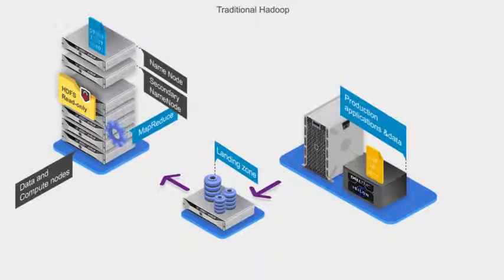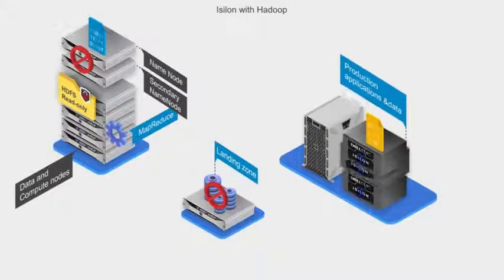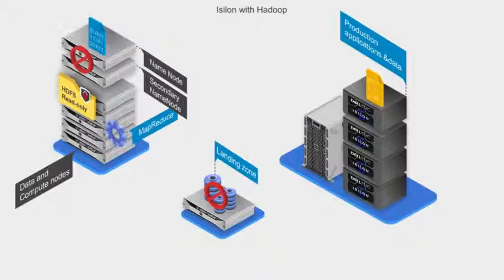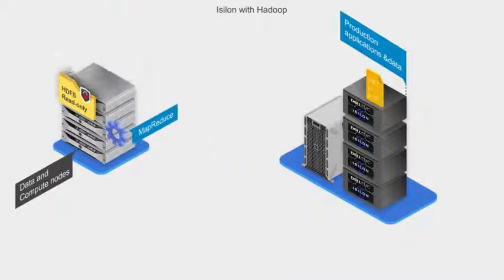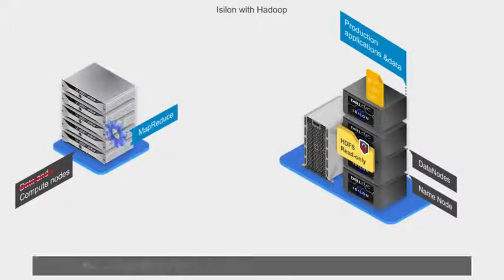Where does the Isilon fit in this solution? Implementing Isilon allows the production data to reside on the Isilon cluster, so there is no need for a landing zone or exporting it from the production environment. The MapReduce continues to run on dedicated Hadoop compute nodes. Isilon requires the Hadoop front-end to do the data analysis.